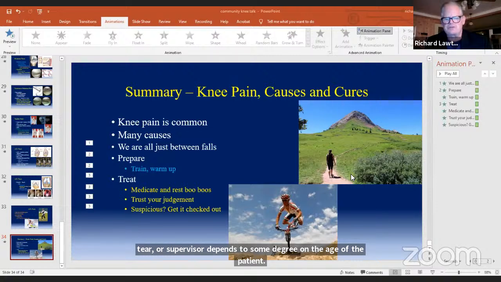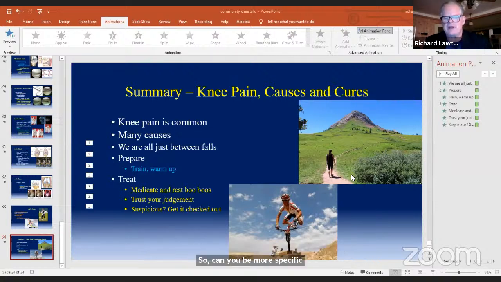Can you be more specific about the age of the patient? I would say if the patient's older, over the age of 60, usually it's going to be arthritis or meniscus tear. Sometimes a loose piece of bone or a loose body. If it's a younger patient, an adolescent, I know those patients aren't necessarily part of this discussion tonight, but younger patients it's going to be different. It's going to be inflammation or patellofemoral syndrome, one of these other conditions.